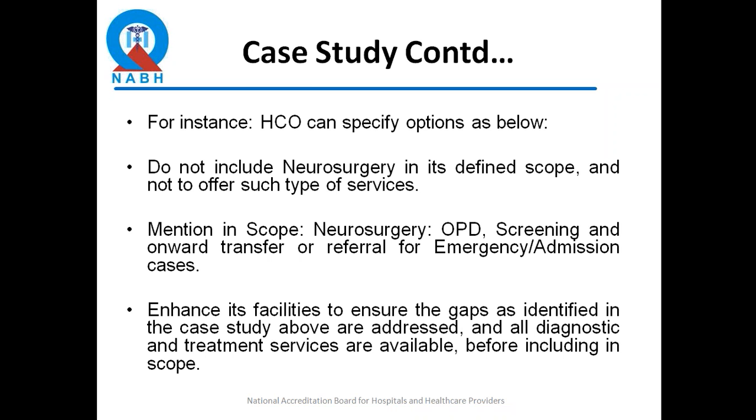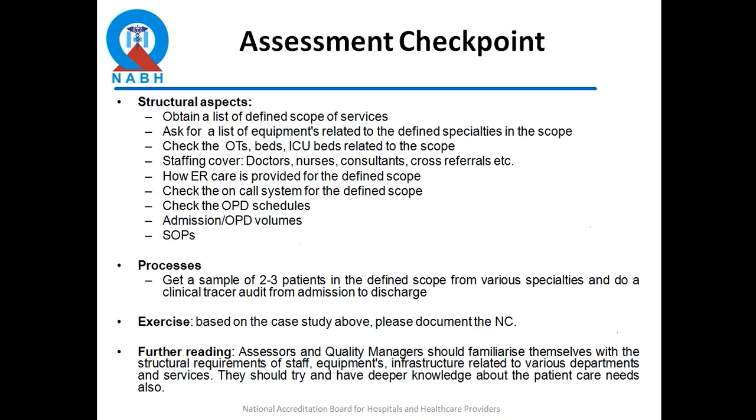How would you go and assess a hospital to begin with on this? The assessment checkpoint could be that you obtain a list of the defined scope of services through their application, maybe pick up 2 or 3 departments and check what equipment is available for that specialty. Check if they have OTs, beds, ICUs related to that. Do a random dipstick sampling on what is the consultant cover, what are the cross referrals, how many doctors are available, how ER services are provided, check the on-call system, check the OPD system, and what kind of volumes and patients they are treating, along with what manuals or quality assurance program they have for that specialty.